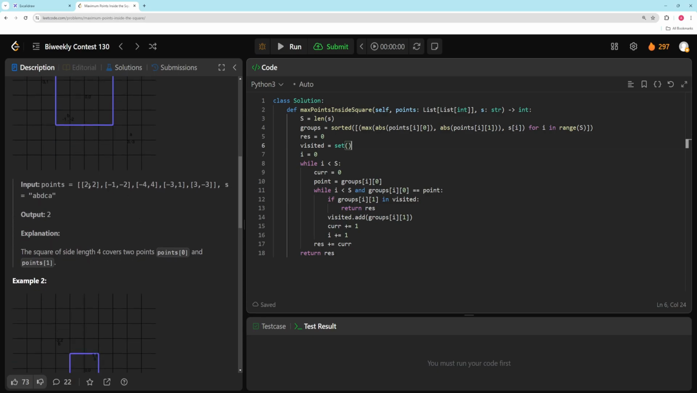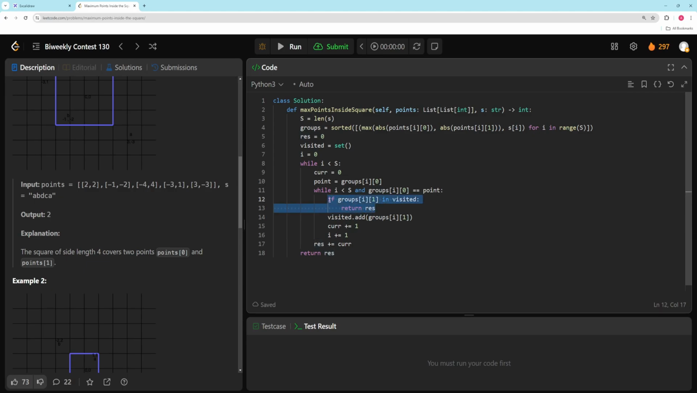So that's kind of the idea here, is you take the bigger of the two values, take the absolute value, as well as the tag, and you capture them in groups. So that's kind of what I did here. So you sort your points and give them the tag, and then you have a result and the visited set. And then I just say, okay, my current point is this point, and I'm going to get every single point with that number. And if any one of those is visited, I'm done.